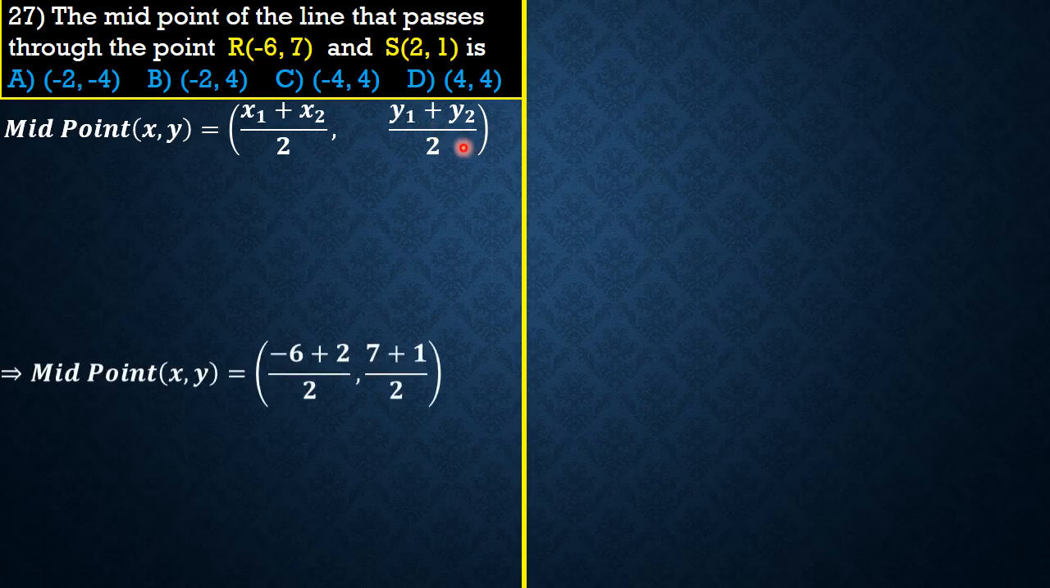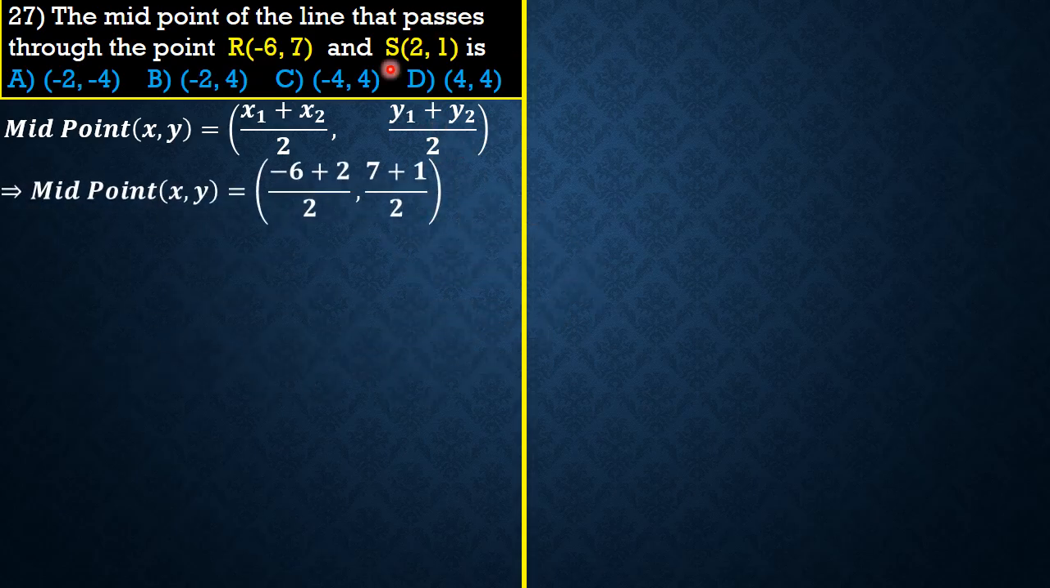If we do that, our x1 is -6, our x2 is 2, so we're going to have -6 plus 2 over 2. y1 is 7, y2 is 1, so we're going to have 7 plus 1 over 2. If we do that, we have an answer of -2, 4. So guys, option B is the best option.